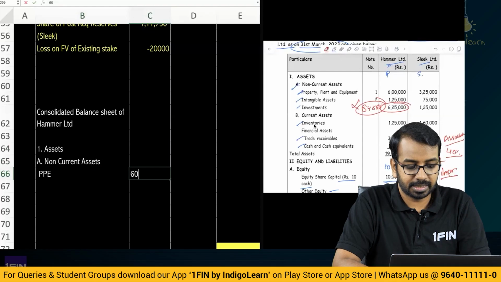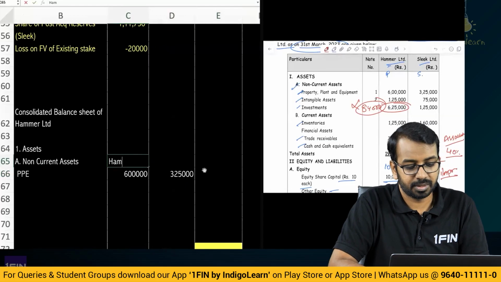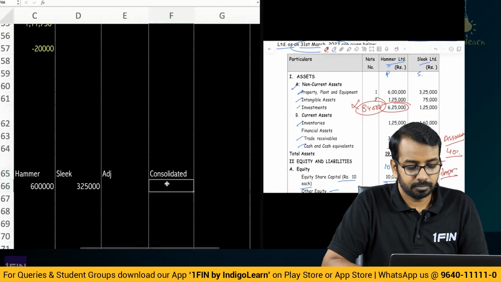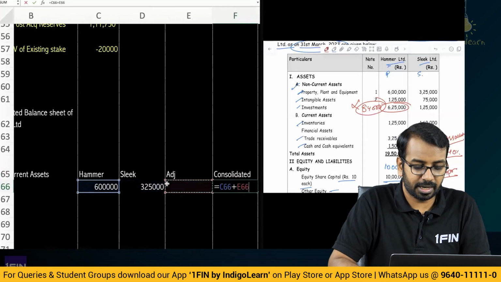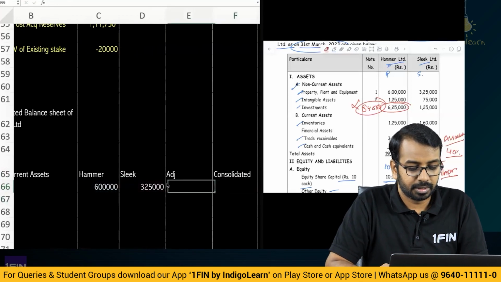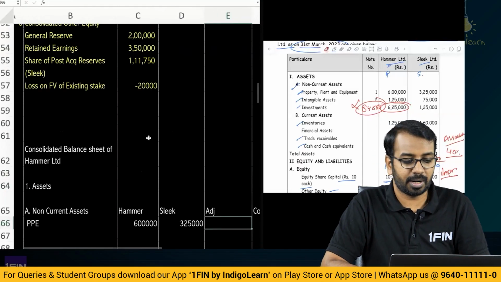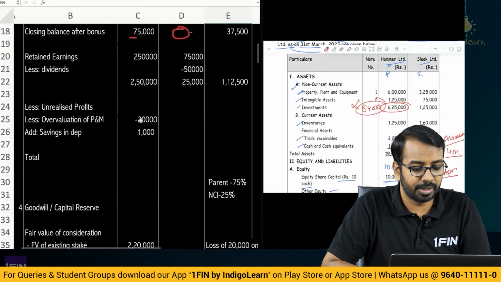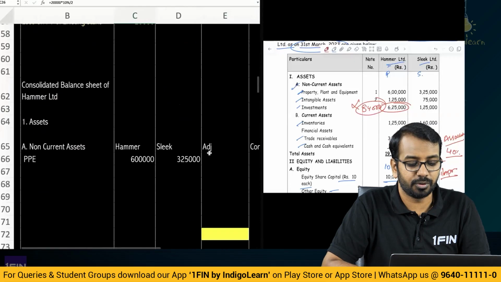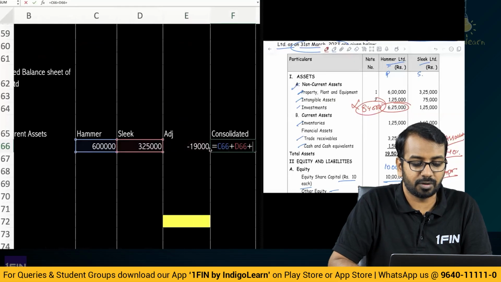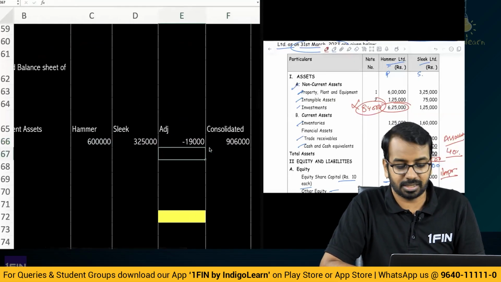Non-current assets, we have PPE: 6 lakhs is Hammer, Sleek is 3,25,000. If there are any adjustments, then consolidated: 6 lakhs plus 3,25,000. Is there any adjustment? Yes, there was a revaluation of property, plant and equipment. So if you come to this adjustment, 20,000 minus 1,000, 19,000 you have to reduce. So the consolidated number is 6 lakh plus 3,25,000 minus 19,000, which is 9,06,000.